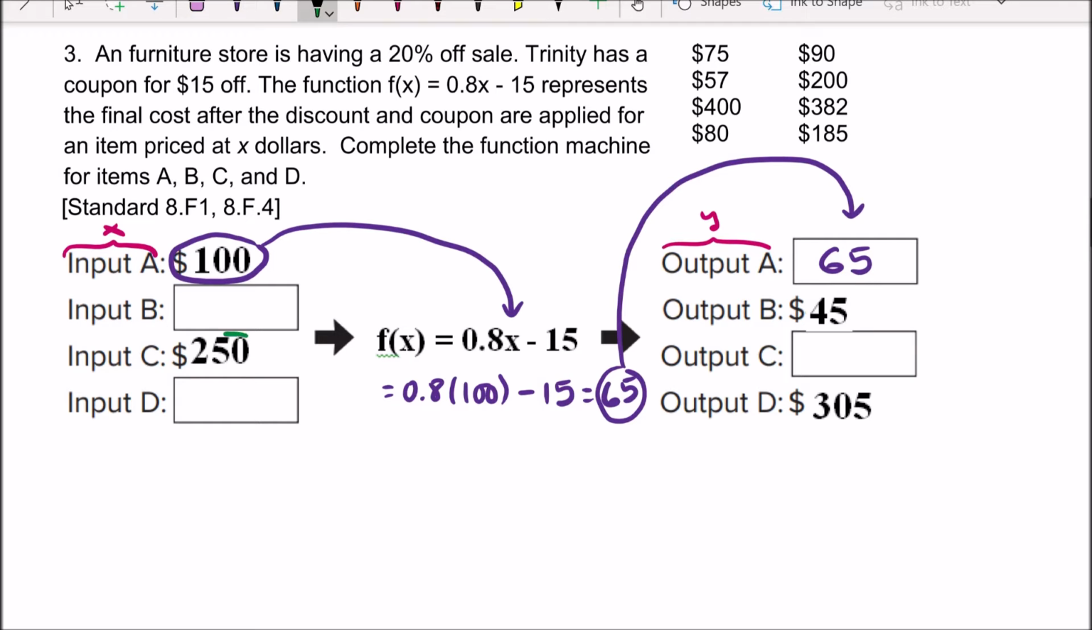Since we're working on the input right now, I will go ahead and go to input C. We're going to go back to B later. So C is 250, which is also the x value. We're going to plug it in. That will be 0.8 times 250 minus 15. All we do is go back to the calculator, change the number inside the parenthesis from 100 to 250, and hit equal. That will give you $185. That is input C.